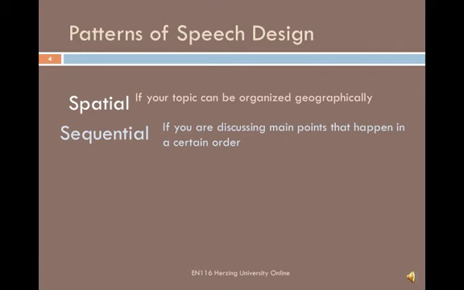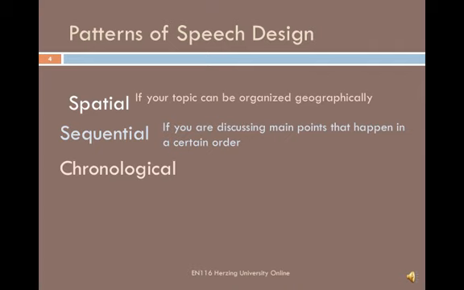But if you want to tell your audience specifically how to get around your hometown, then maybe you're looking for a sequential design, because you have to go in a certain order from place to place. If, for example, your speech is to inform your audience about how to create a good resume, sequential design might be your best bet.